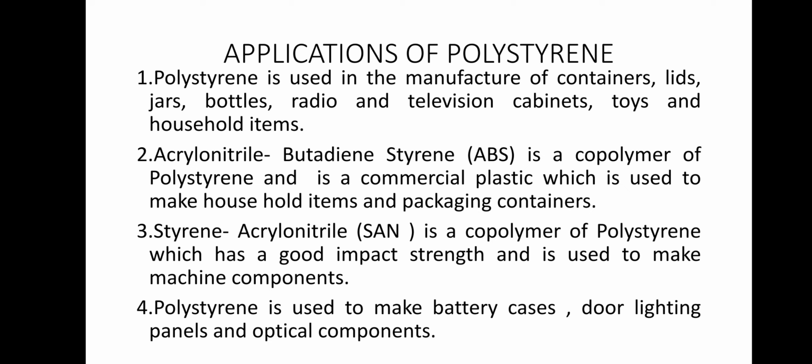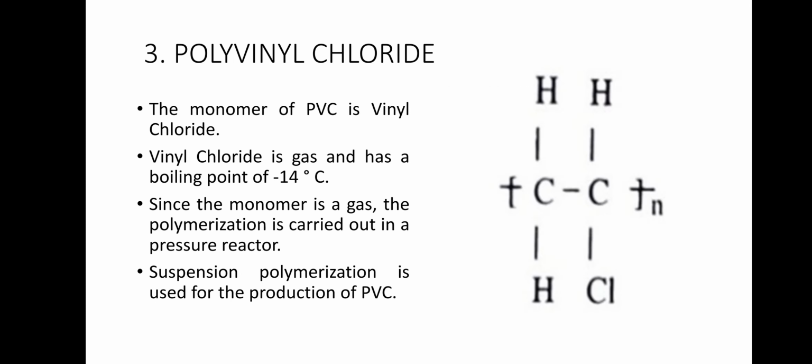Polystyrene is used in the manufacture of containers, lids, jars, bottles, radio and television cabinets, toys and household items. Acrylonitrile butadiene styrene, ABS, is a copolymer of polystyrene and is a commercial plastic which is used to make household items and packaging containers. Styrene acrylonitrile, SAN, is a copolymer of polystyrene which has good impact strength and is used to make machine components. Polystyrene is used to make battery cases, door lighting panels and optical components because it possesses good optical properties.